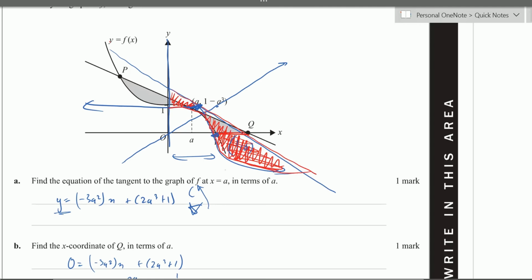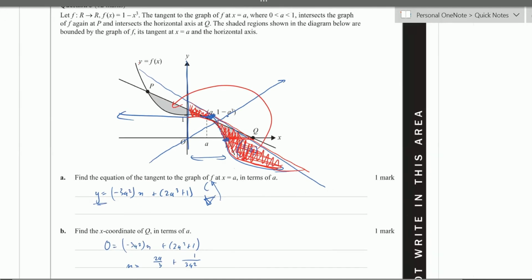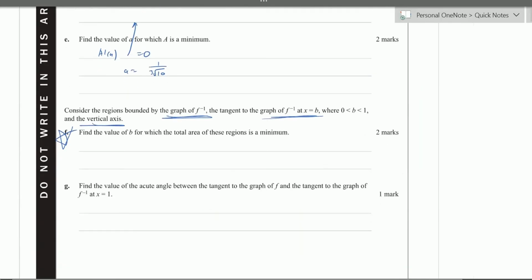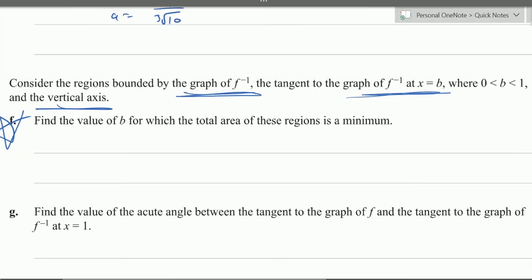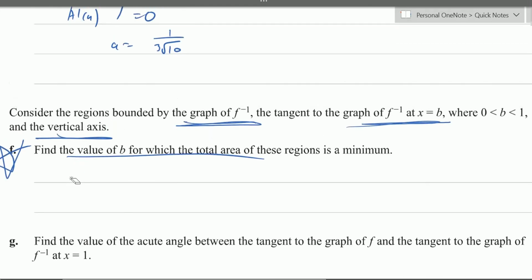And if you see this, it's exactly the same as the gray area. So that's symmetry, because you're doing the same thing to the other graph, just with values of x and y swapped. But that's the big hint, but that's not the answer. It's not asking for the area, it's asking for the value of b, for which the area is a minimum.